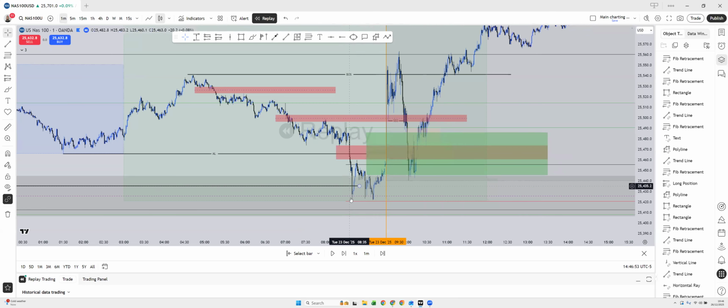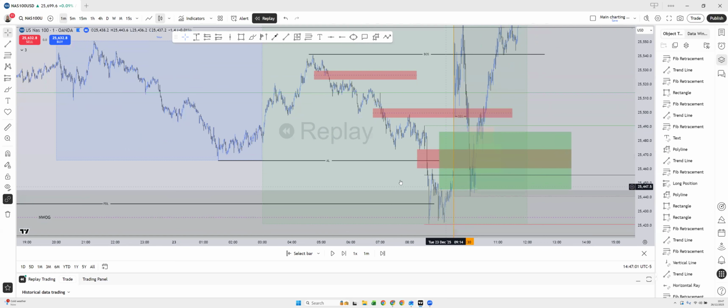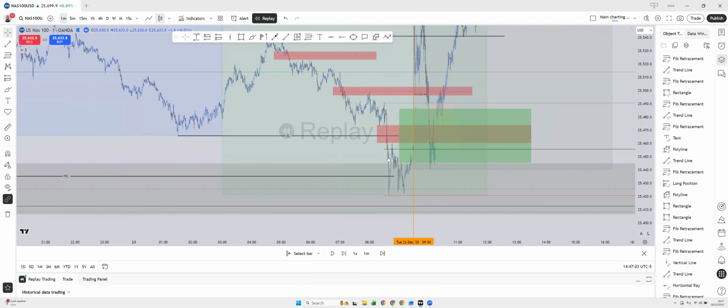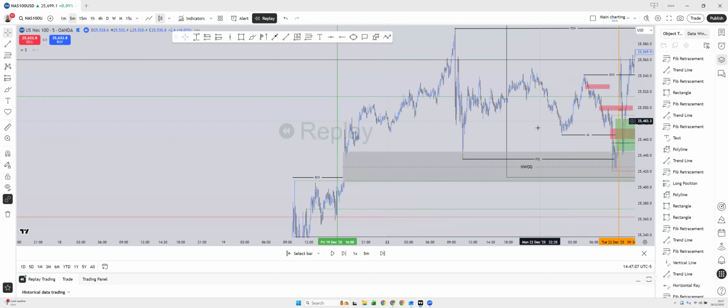So from here to here is our last push down with a sweep, then we broke structure, yeah? When I say sweep, I mean we swept this. Let me just go on a higher time frame a little bit, right?